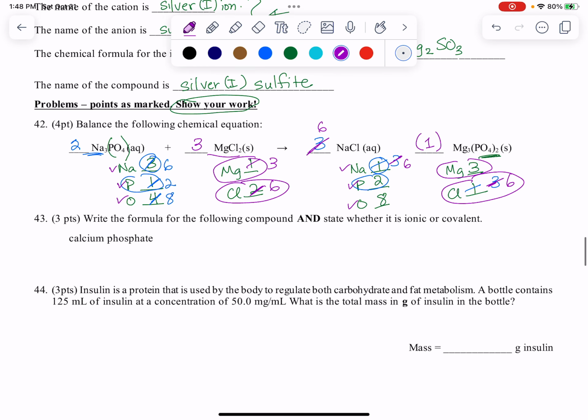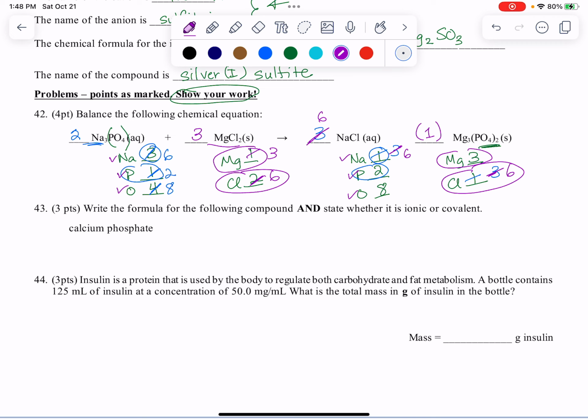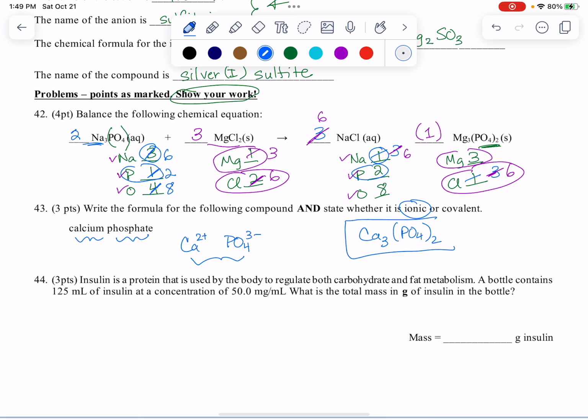All right, back and forth, back and forth. Number 43, write the formula for the following compound and state whether it is ionic or covalent. So do a little scratch work here. Calcium phosphate, that is an ionic. I'll go ahead and label that. Made up of the calcium ion, which I have to know is +2, and the phosphate ion, which I have to know is PO4 with a -3. All right, which means to put them together for my answer, I'll need 3 of those calcium ions and 2 of the phosphate ions. There is my final answer, and it is ionic.